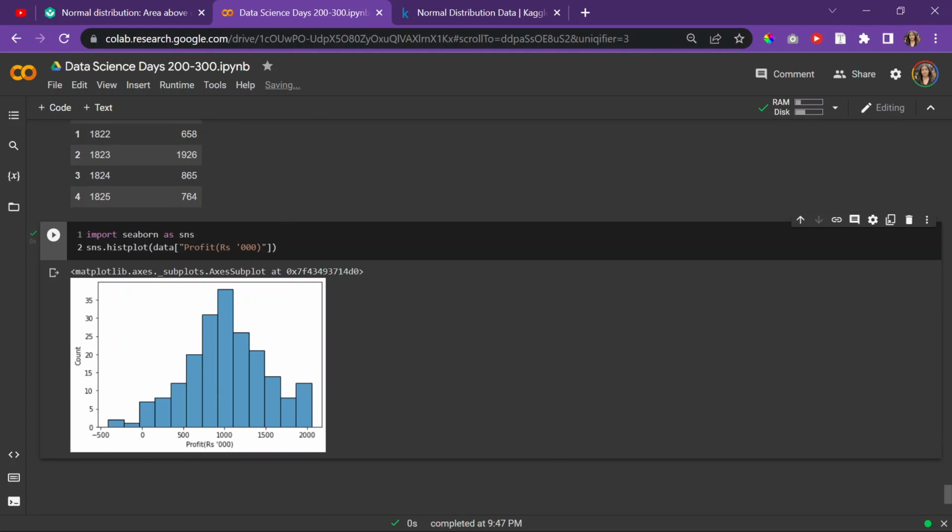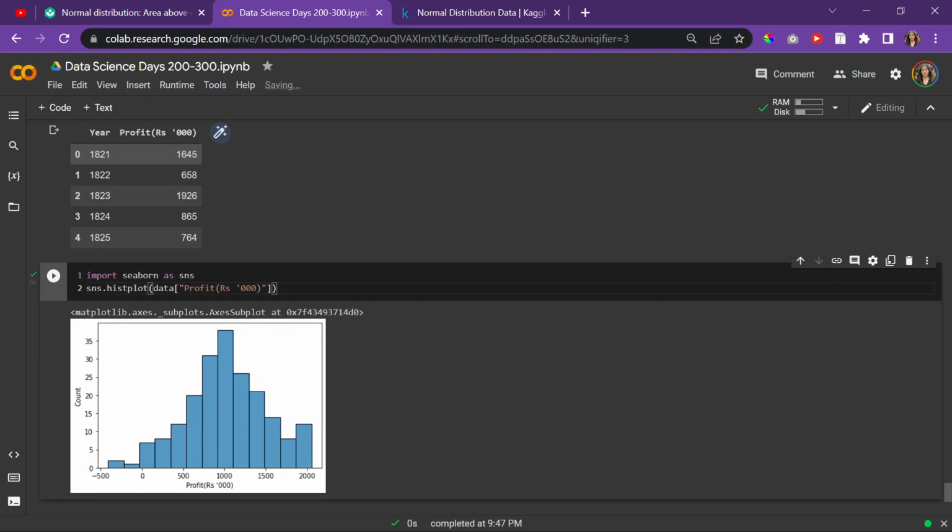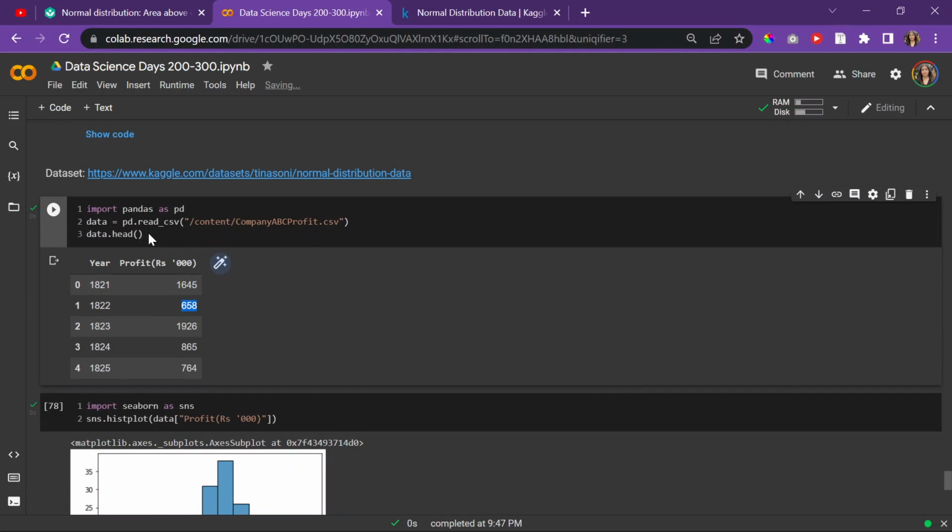So basically what this is, is the frequency of each profit. Let's say we have 658, well, how many times does 658 come up? Well, 658 is somewhere around here. So you can see that it comes up about 20 times. And just so you can get an idea about the shape of this data, I'm going to do another code snippet. I'm going to do data.shape so we can see how many rows and columns there are in this data.